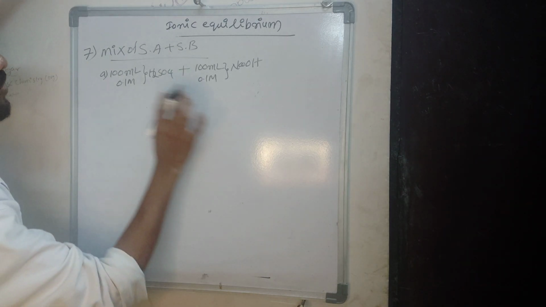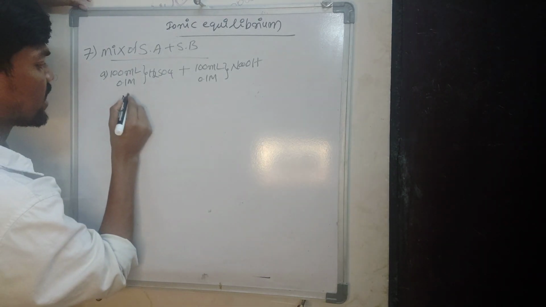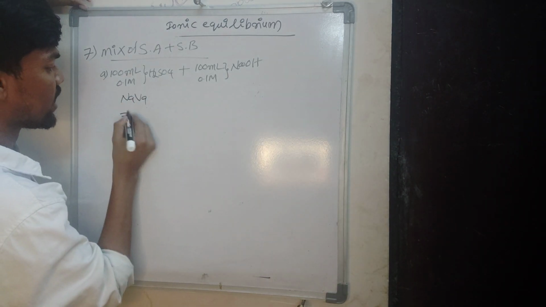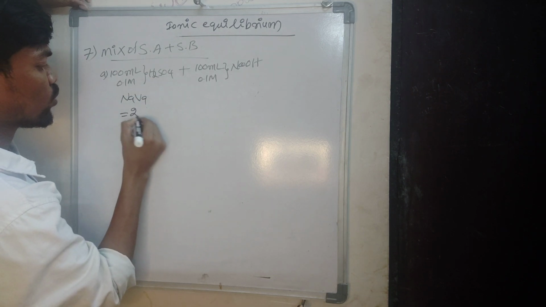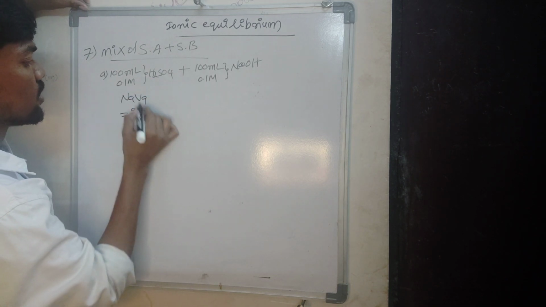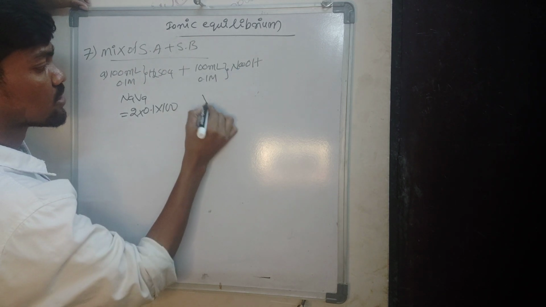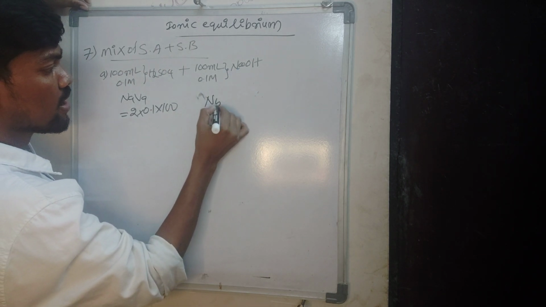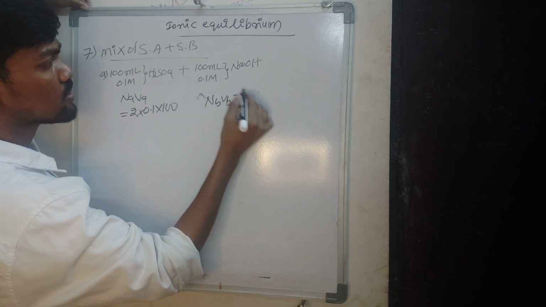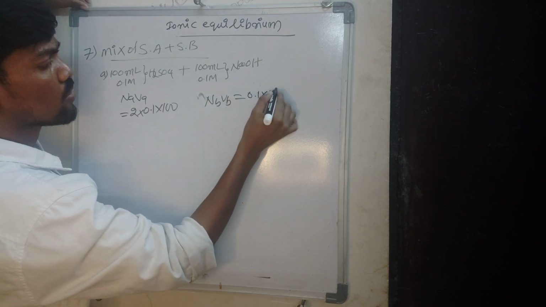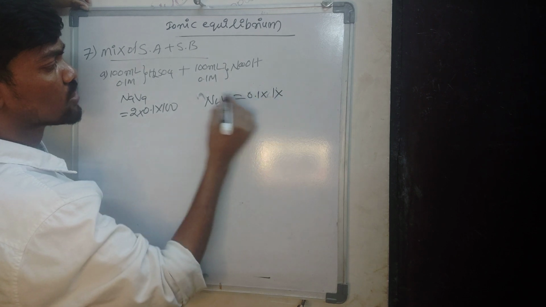First of all we have to use N1V1. Suppose NaVa: N means how much? 2 into the H plus concentration, that is 0.1, into V, which is 100. Here this is the base now, that's why NbVb. Nb means 0.1 into 1, the OH minus concentration.